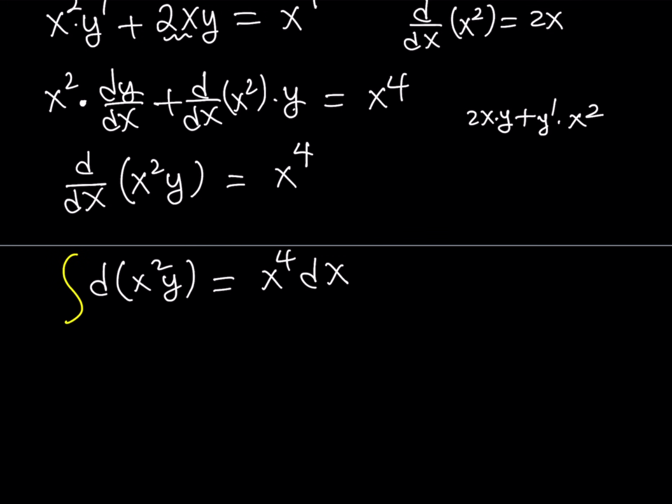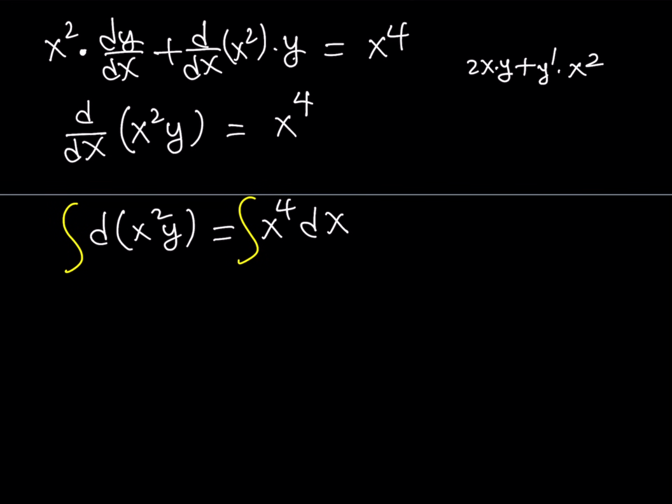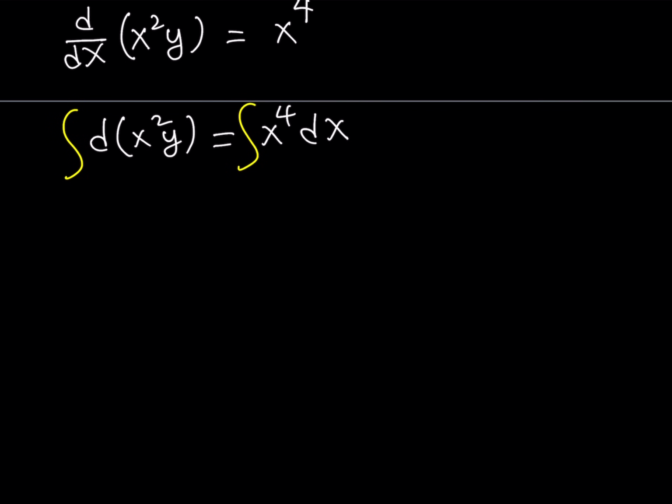So let's go ahead and integrate both sides with respect to x, obviously. Since y is a function of x, x squared y is a function of x, so d of a function of x is something times dx. So that means both sides are integrated with respect to x.